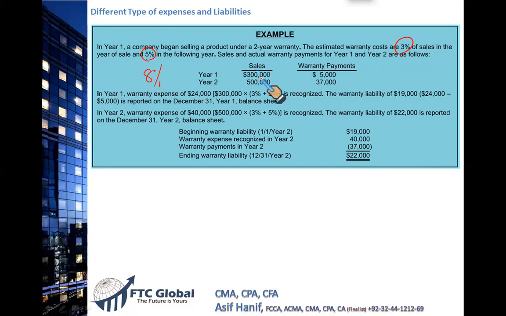In year 1, we sold goods worth $300,000. The actual warranty payments were $5,000. In year 2, the sale was $500,000. The warranty expense was $37,000. Right? What you're going to do, forget about the solution. We will do it our way.